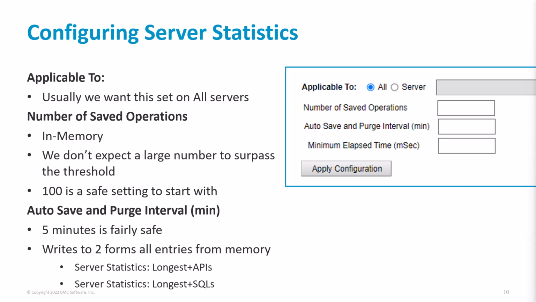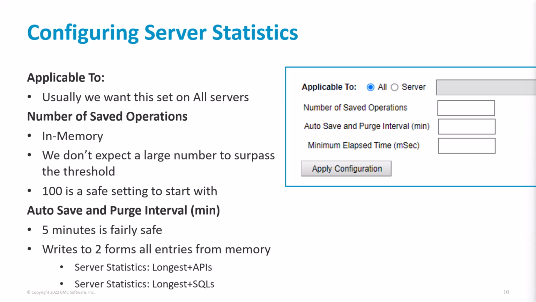Now let's look at how to configure this feature. On the configuration page, you'll see the Applicable To setting. We usually want to set this to all servers. If we're going to monitor performance on one server, we probably want to monitor it on all the servers. The number of saved operations is the number of operations that we want to store in memory. We don't expect this to be a large number because it's only going to be the number of operations that have surpassed the minimum elapsed time that we'll set in a moment. So 100 saved operations is a good place to start.